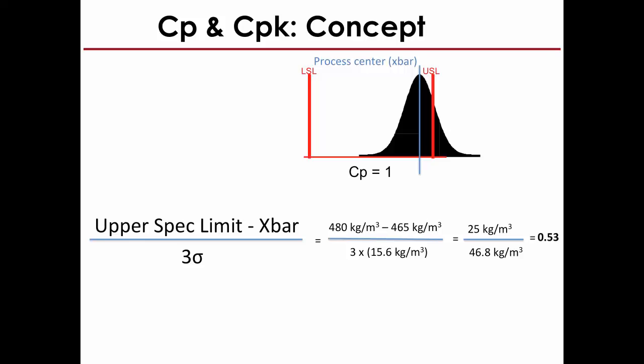That's my CPK value. It tells me that my process is not centered and that the amount of variation that I have in the process is too much. It's spilling over outside of the spec limit.